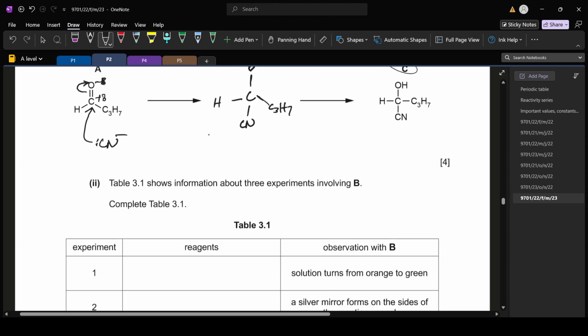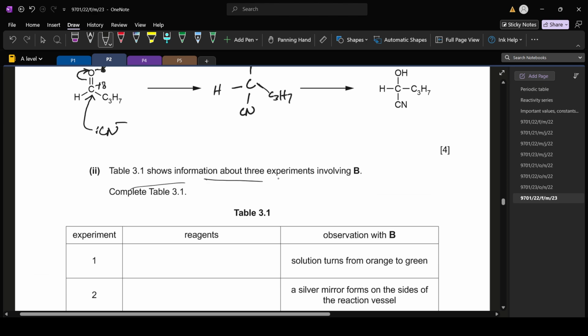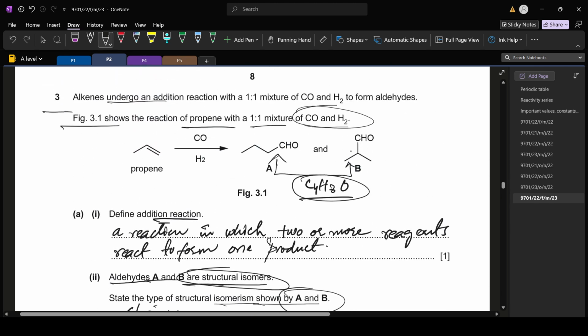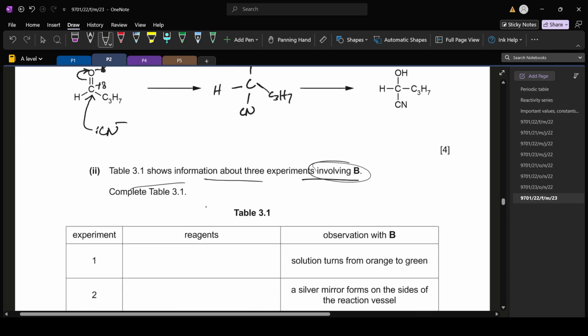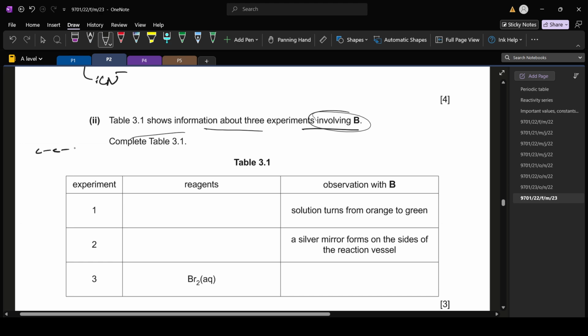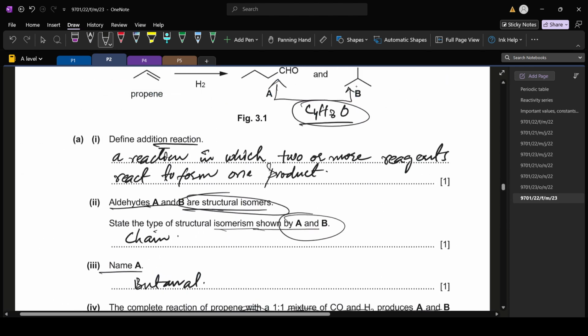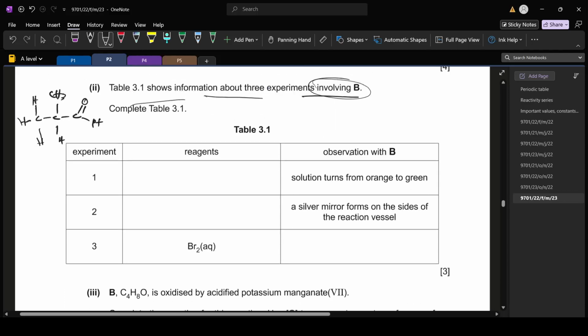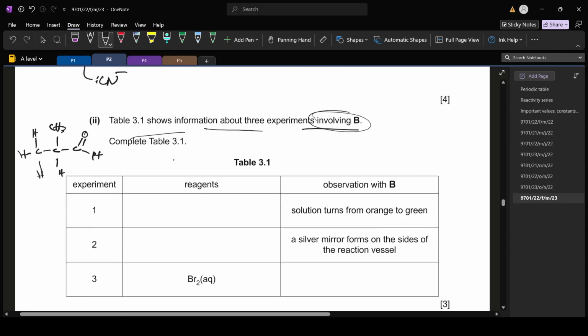Now table 3.1 shows information about 3 experiments involving B. B is actually 1 2 3. Let's draw this. This is an aldehyde and it has a branch over here. This is your structure of B.